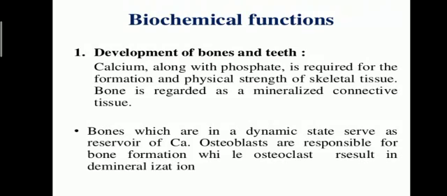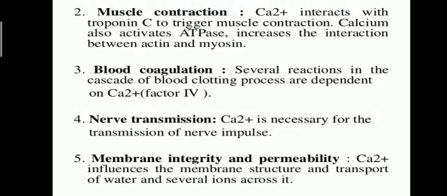demineralization. Calcium is used in blood coagulation, that is several reactions in the cascade of the blood clotting process are dependent on calcium. Nerve transmission: calcium ion is necessary for the transmission of nerve impulses. Membrane integrity and permeability: calcium influences the membrane structure and transport of water and several ions across it.